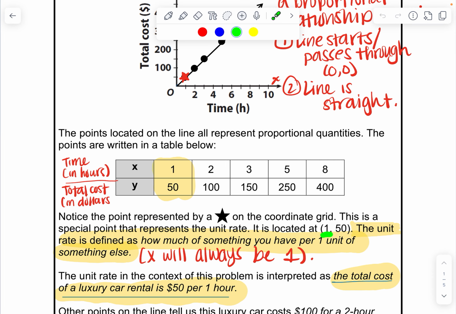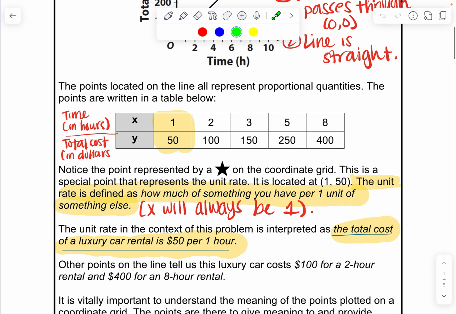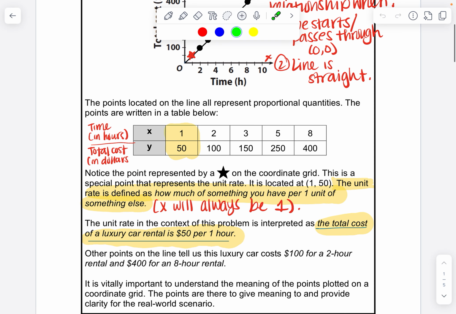Again, we have that value of 1 as our x coordinate, and so we know that this is our unit rate. The unit rate is defined by how much of something you have per 1 unit of something else. So the unit rate in the context of this problem is interpreted as the total cost of a luxury car rental is $50 per hour, right? So in 1 hour, I will spend $50 to rent out a luxury car. If I need to rent it out for 3 hours, I'm going to spend $150. And if I need to rent it out for 8 hours, I am going to spend $400.